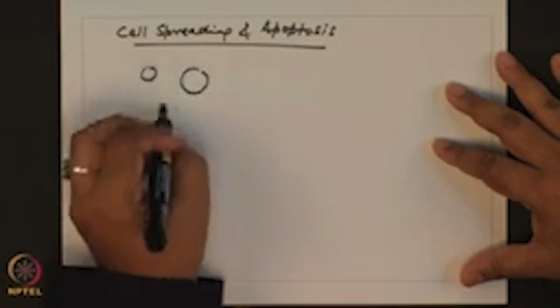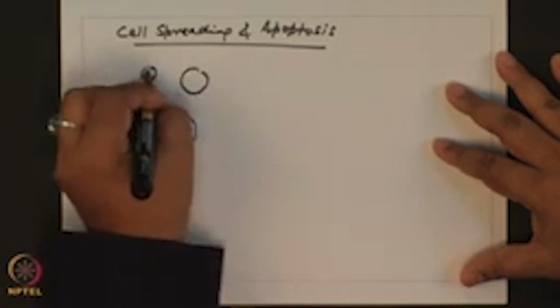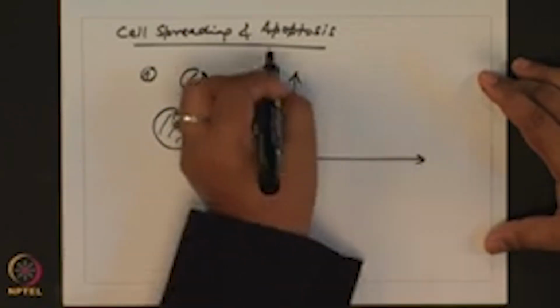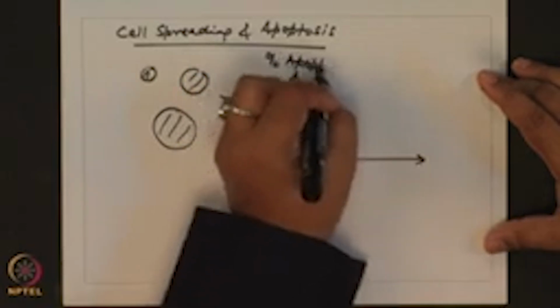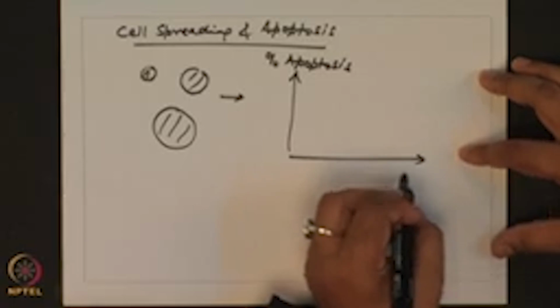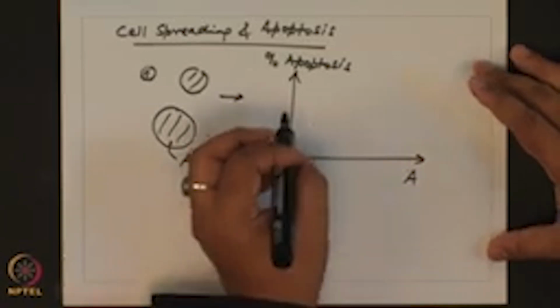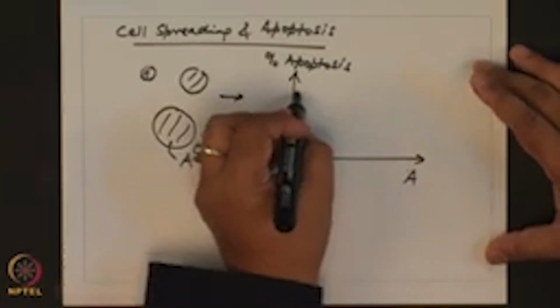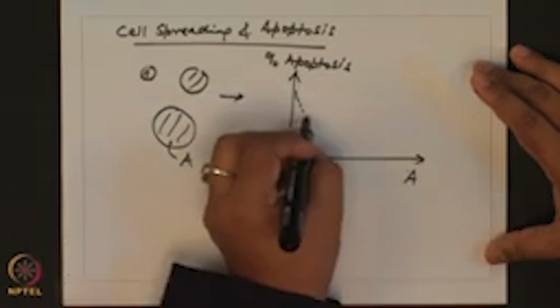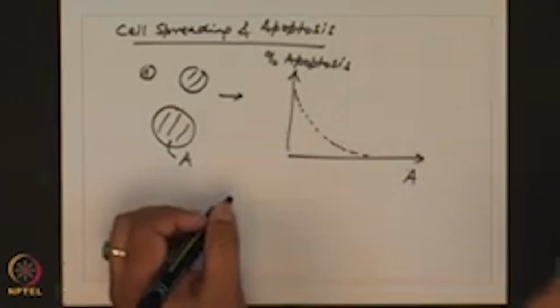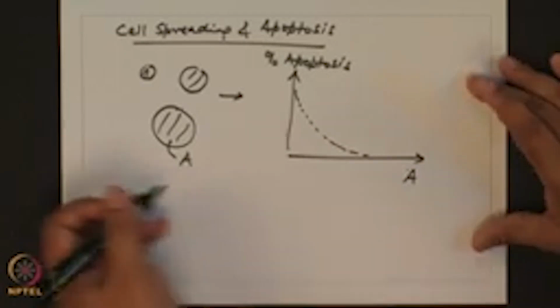What was done was to make these islands of different sizes. The surface area keeps on increasing, you plate cells on these, and you track the percentage of apoptosis. The x axis is your spread area, this area A. What was found was that apoptosis was very high when the spread area was small, but it dropped off as the area kept increasing. So, this suggested that a cell needs an optimal size to survive.